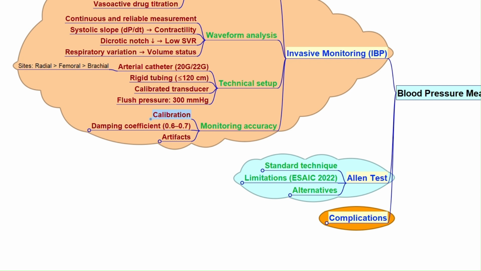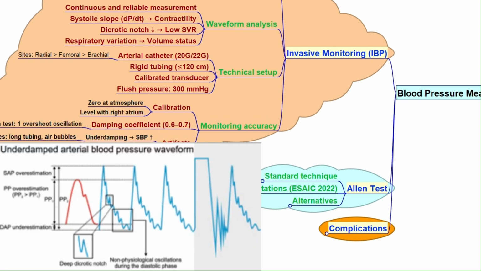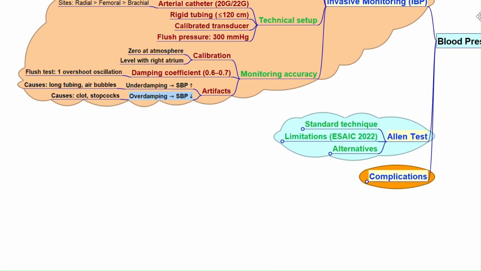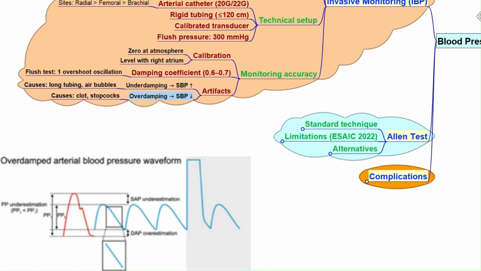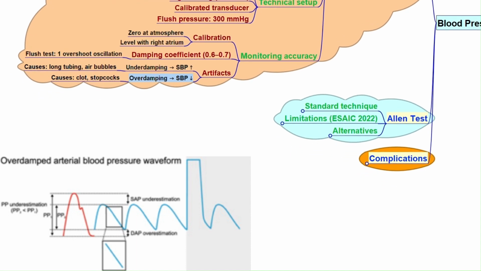Second, we must check the damping coefficient of the system. So damping is important. If the system is under-damped, the waveform will exaggerate systolic pressure. So systolic pressure will be too high, and diastolic pressure will be underestimated, too low. If the system is over-damped, the waveform will appear flattened, and both systolic and diastolic values will be misleading.